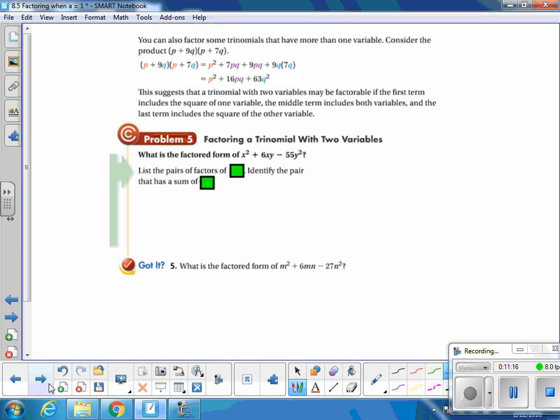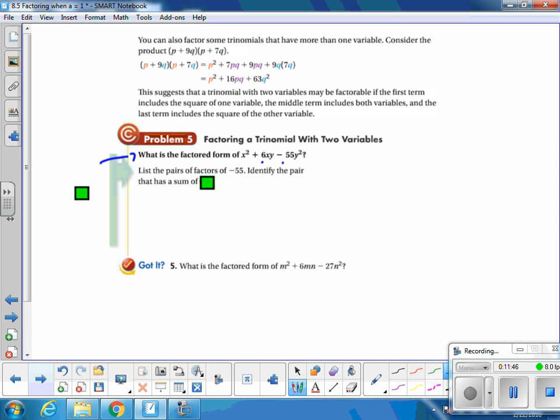You could also factor some trinomials that have more than one variable in them, but we need to pay attention to those variables. Okay, so for instance, let's look at this number 5 here. Factoring a trinomial with 2 variables. Okay, list the pairs of factors of -55. Okay, so we're still doing that. Now I'm going to keep an eye on that 6. Right, so this is a negative, so one of the terms has to be negative here, or one of the factors has to be negative.